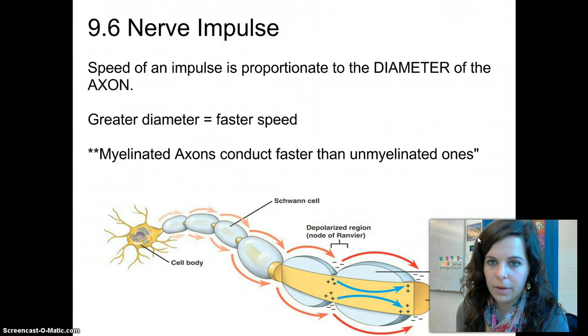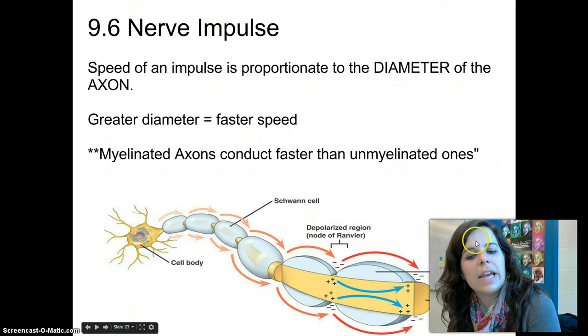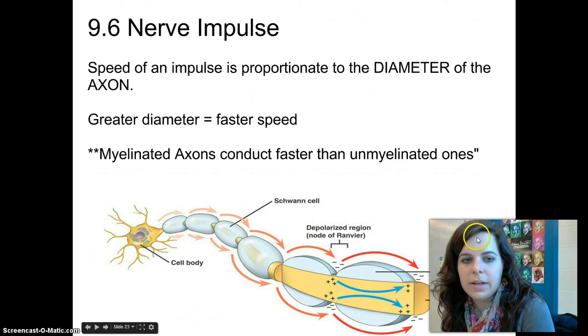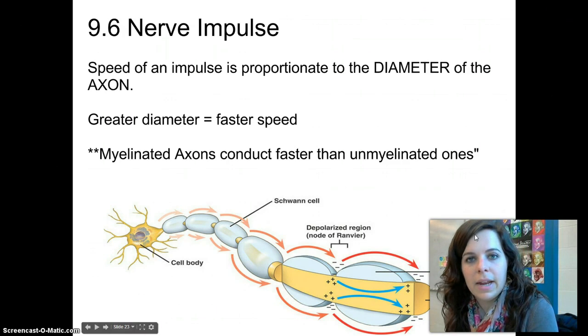So when we have a nerve impulse, its speed is proportionate to the diameter of the axon. If it's a greater diameter axon, then it's a faster speed. And myelinated axons conduct much faster than unmyelinated. So you want your axons to be myelinated.